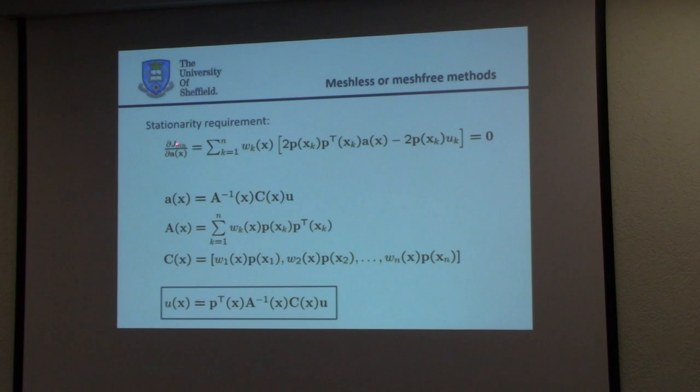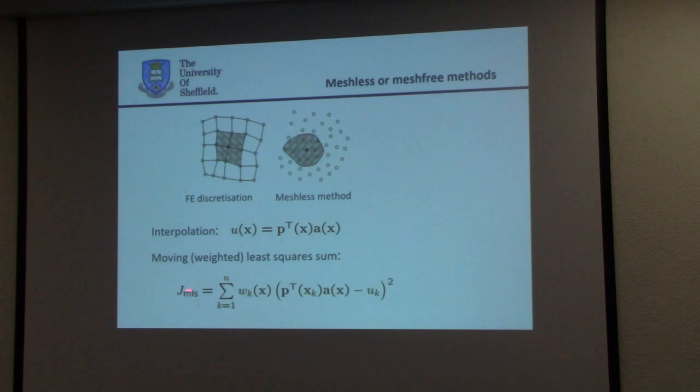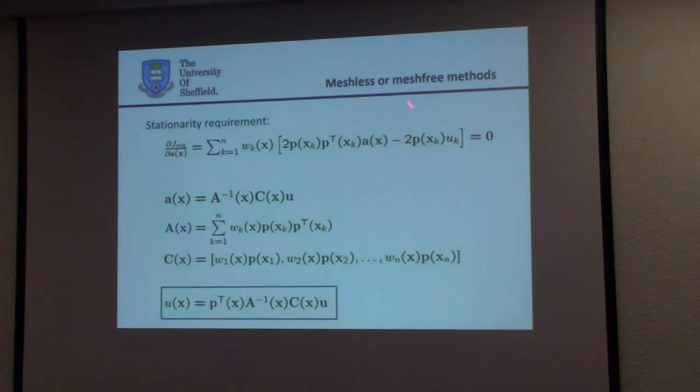So you have this quadratic form. You minimize it, you differentiate it with respect to your parameters, and you obtain this expression. So if you differentiate this with respect to A, you get this expression. And then you can manipulate a little bit again, and you obtain your displacement as these functions times a matrix A inverted, this matrix, which has the weight functions and again these monomials, times this C matrix, which contains again the weight functions and the monomials. So now you have your shape functions, and you can compute it.